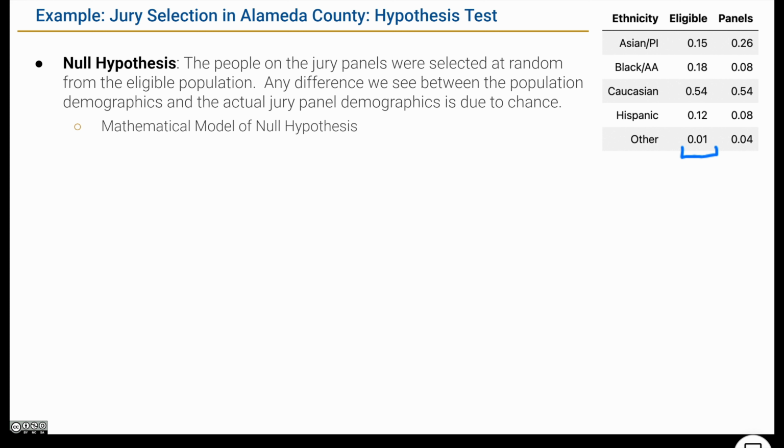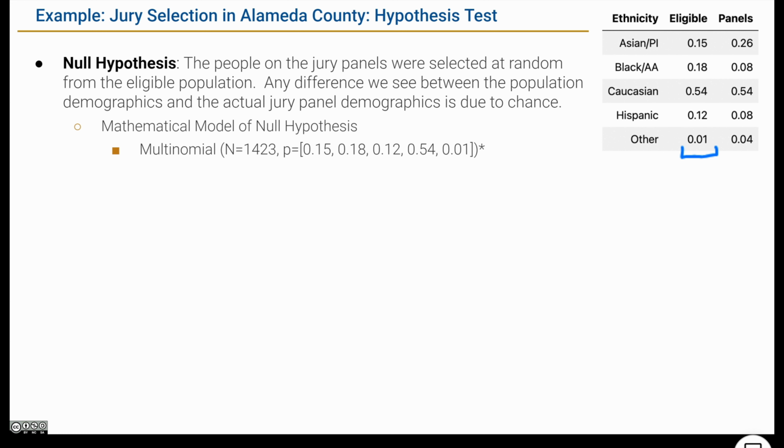And so if you think back to models of random variables that this mimics, this can be modeled via a multinomial distribution. We would let n be 1,423, the number of jury panel members that they had in their report. And then the probabilities we'd be using for this multinomial is the eligible population demographics.